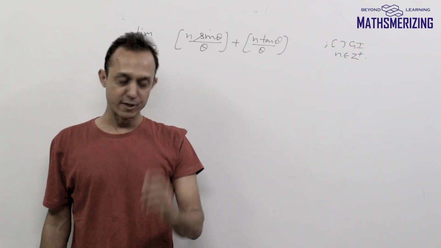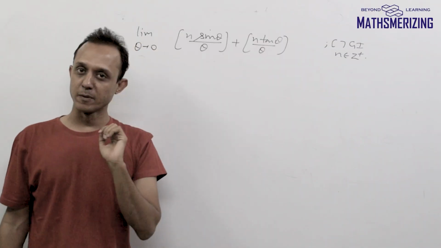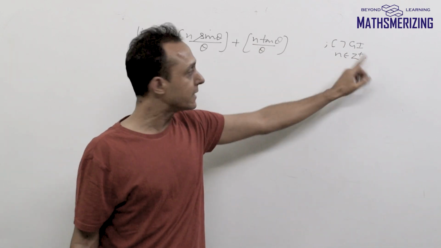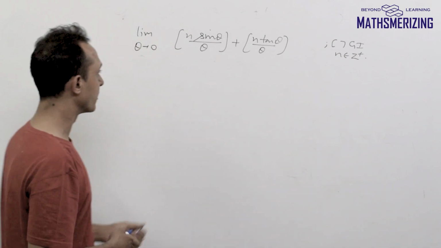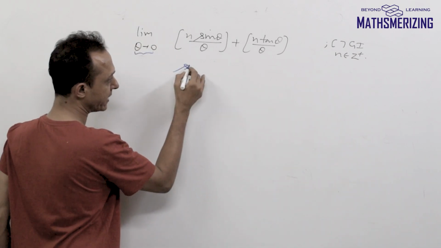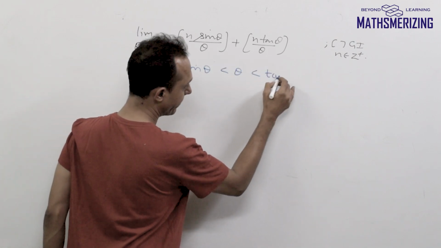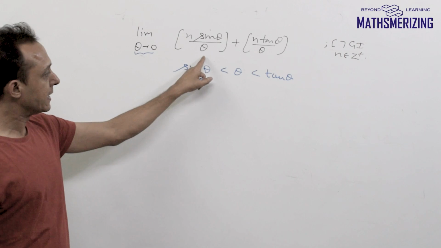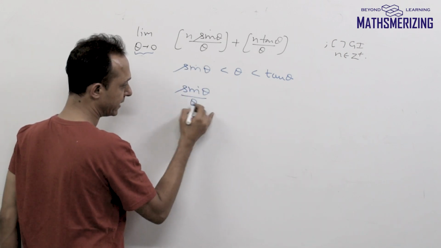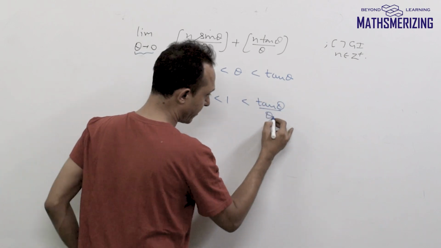So let us take another question in limits, which is limit theta tends to 0, greatest integer function of n sin theta upon theta plus n tan theta upon theta, where n is a positive integer and this box represents the greatest integer function. Now what I know is theta is a very small number. So from the calculus inequality, I can say sine theta is less than theta is less than tan theta. So if I divide it by theta, I can write sine theta upon theta is less than 1 and it is less than tan theta upon theta.